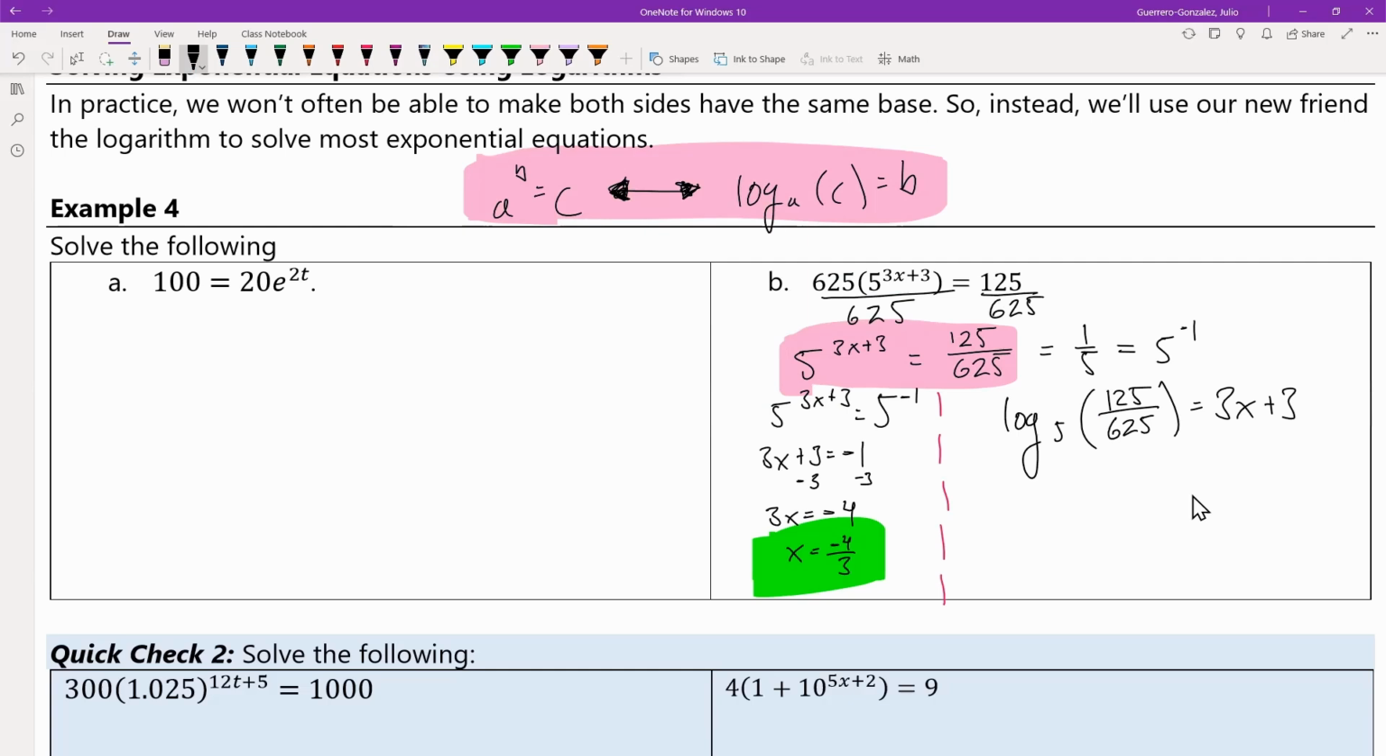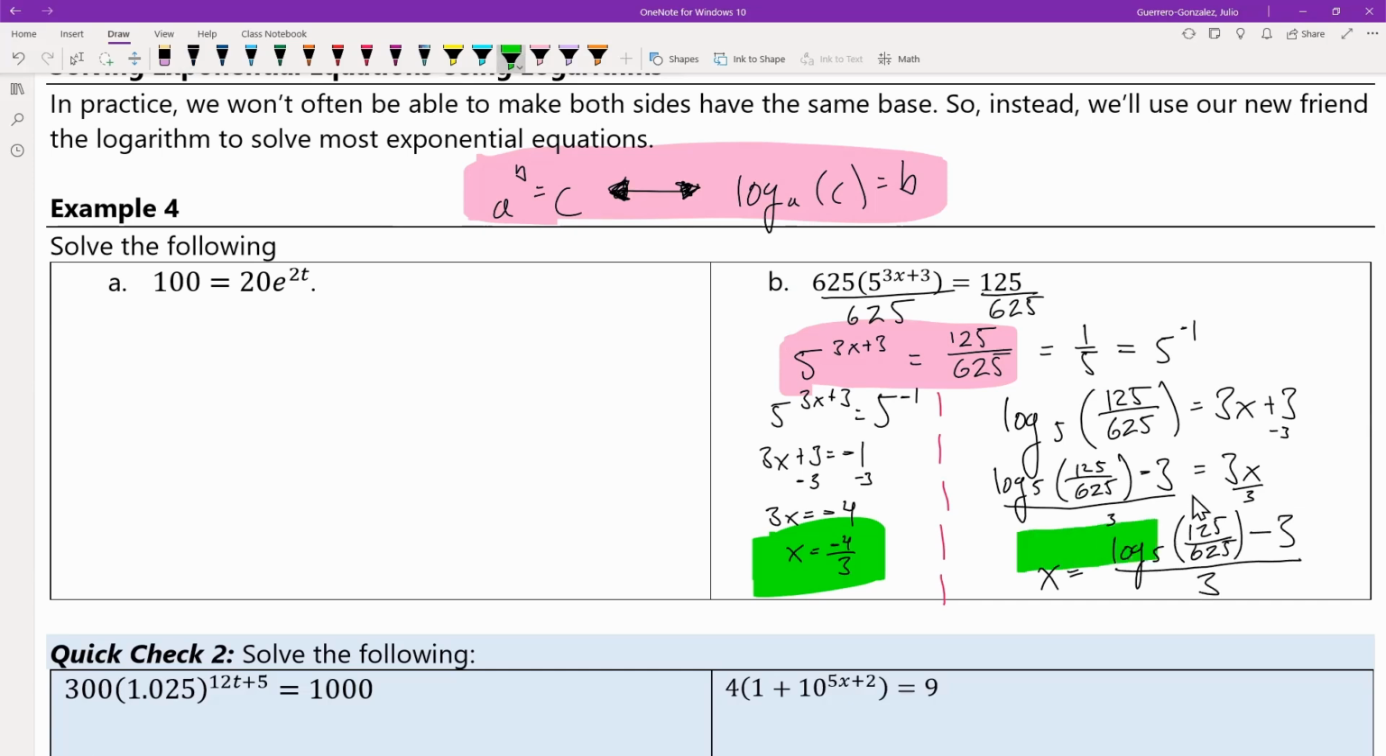So log base 5, I have a plus 3. I want x by itself still, right? So minus 3. Log base 5 of 125 over 625 minus 3 is equal to 3x. So then I'm going to divide all of this by 3. My x is also equal to log base 5 of 125 divided by 625, minus 3, all divided by 3. Okay?